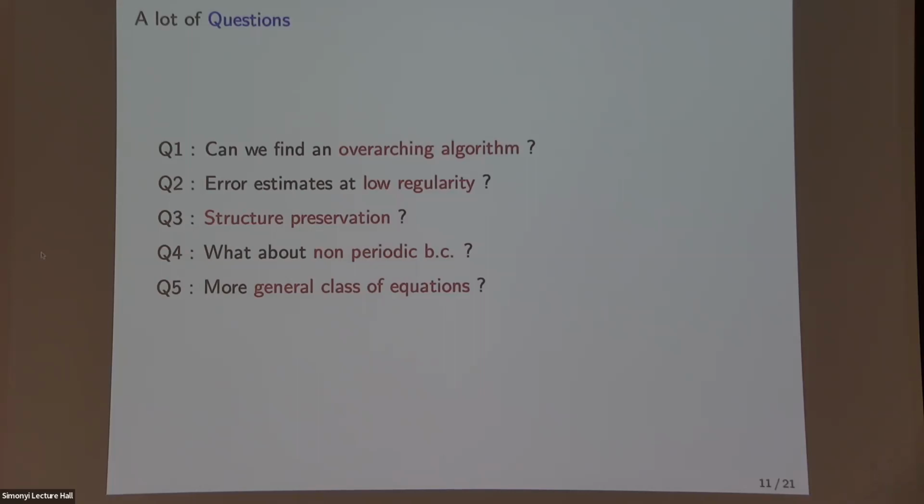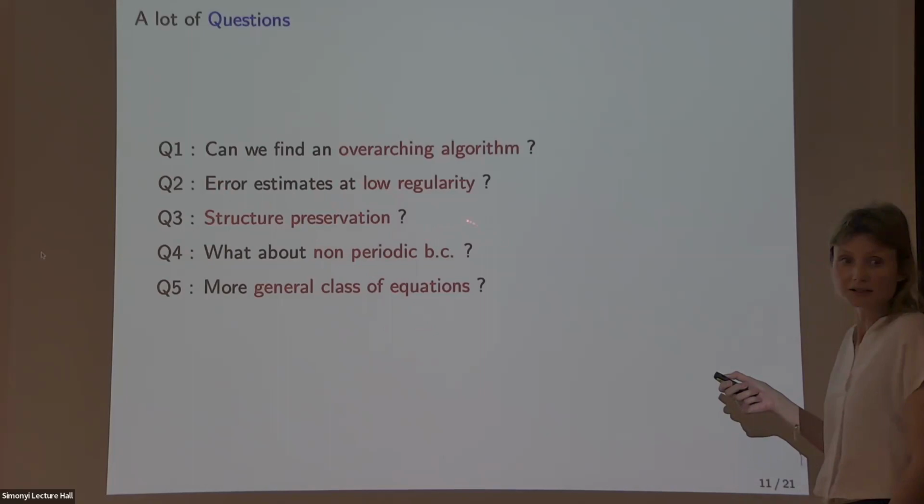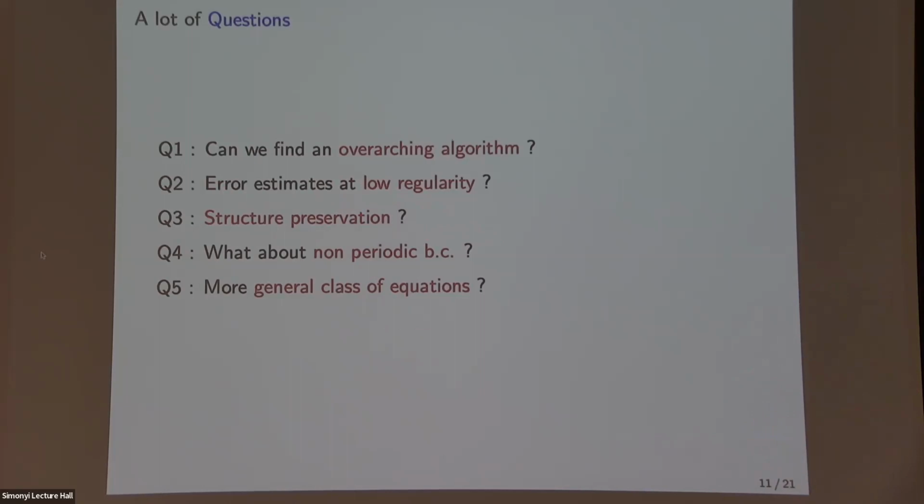Then a second question is also the error estimates at low regularity. It's nice to have simulations, but in the end, you would really like to prove convergence bounds at low regularity. Then structure preservation. For instance, the KdV equation is completely integrable. For NLS, can you preserve the energy over long times in your scheme? Then also, what about non-periodic boundary conditions? The resonance-based approach was fully based on going to Fourier space, so what happens if you no longer have periodic boundary conditions? And then also if you move away from dispersive equations.